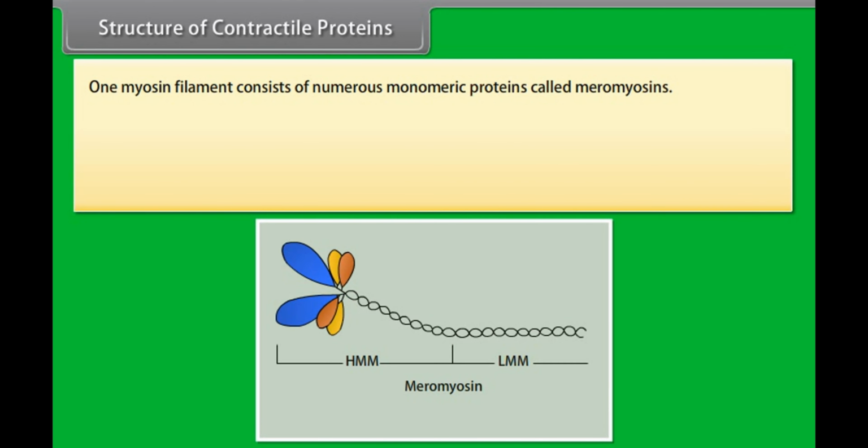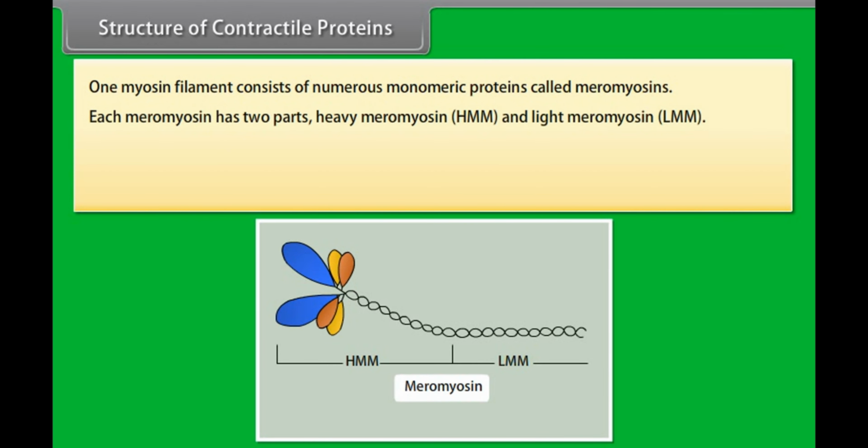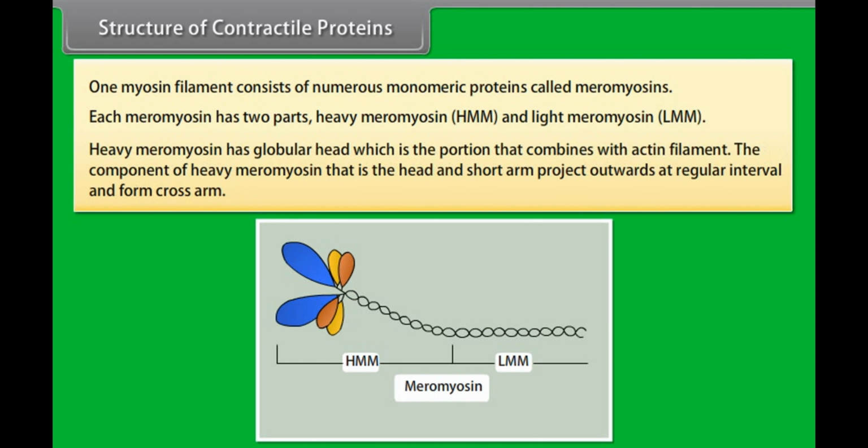One myosin filament consists of numerous monomeric proteins called meromyosins. Each meromyosin has two parts, heavy meromyosin (HMM) and light meromyosin (LMM). Heavy meromyosin has a globular head, which is the portion that combines with the actin filament. The component of heavy meromyosin, that is the head and short arm, projects outwards at regular intervals and forms the cross arm.